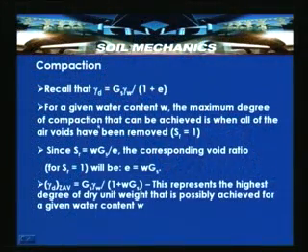So, for a given water content w, the maximum degree of compaction that can be achieved is when all of the air voids have been removed. We have substituted e is equal to w Gs by Sr, with Sr equal to 1, so e is equal to w Gs, and we obtained this expression for gamma d ZAV is equal to Gs gamma w by 1 plus w Gs.